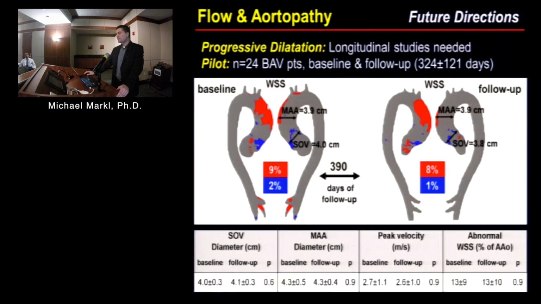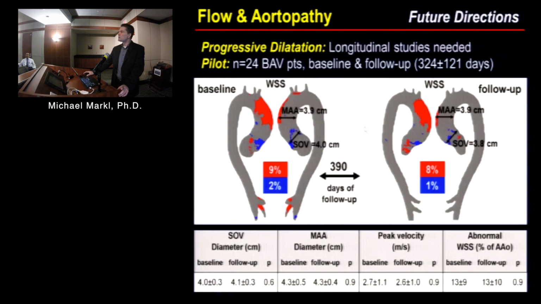So this is a patient at baseline. We see these wall shear stress hot regions, and then about a year later, you see it didn't really change, but in this case also the aortic diameters didn't change much. And that's probably to be expected. If you look at the literature, you probably have to wait 5 to 10 years until you see significant changes in aortic dilatation. What's nice about this, and why I like to show it, is that these patterns seem to be very stable.